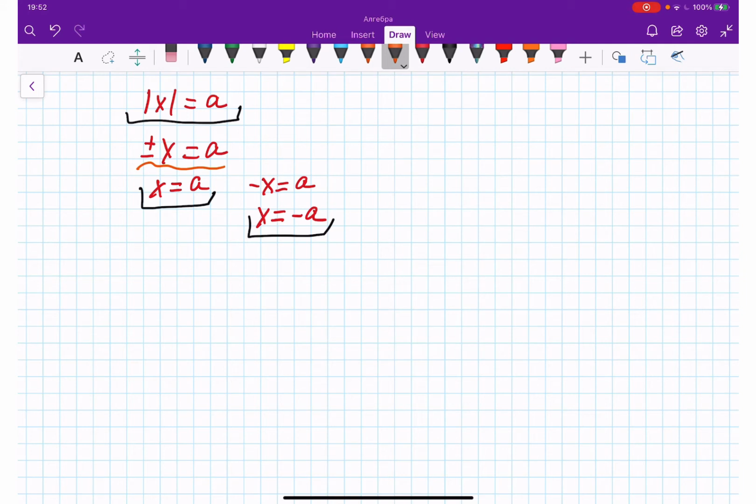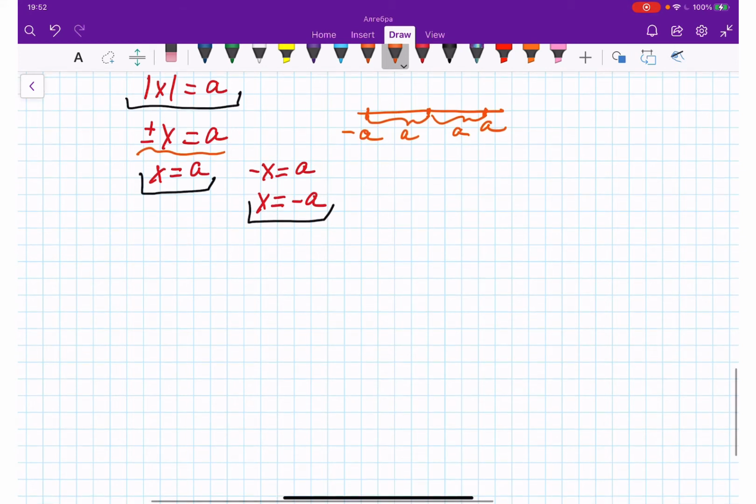Now, about definition, how can you explain what absolute value is? Absolute value is a distance, pure distance from 0 to a, without direction. Both of them are a. There is no direction. Okay? All right. So, let's see.